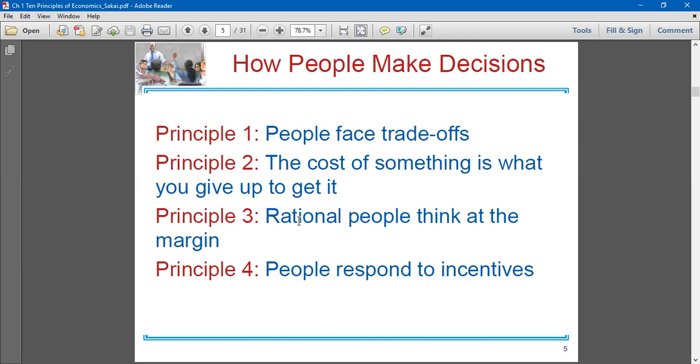You can see that we all want to maximize our benefit or the satisfaction. Before you make a decision, you need to consider the, okay, Portia.